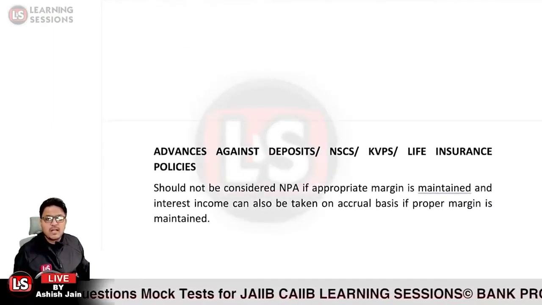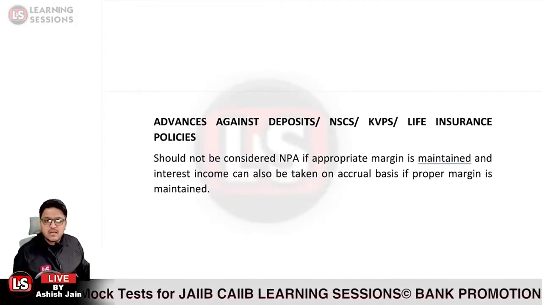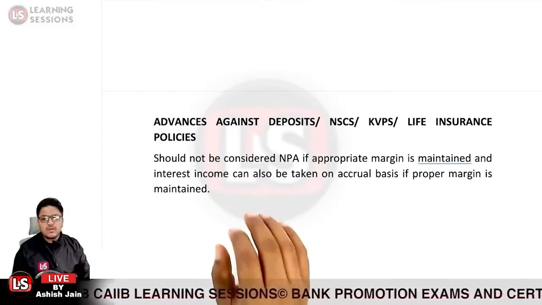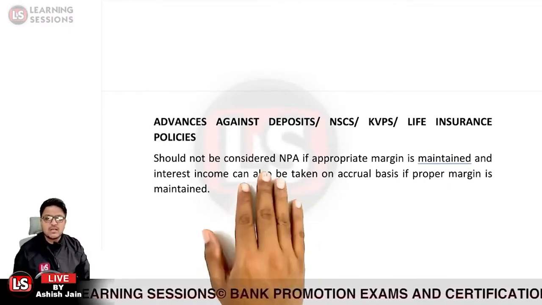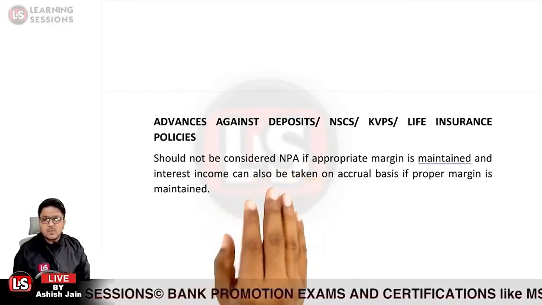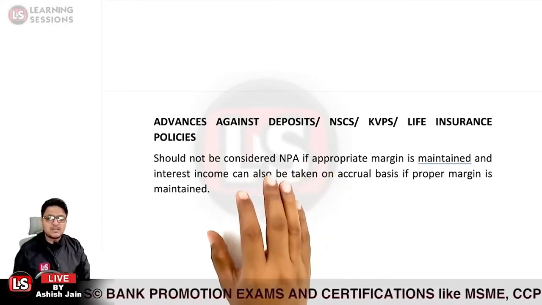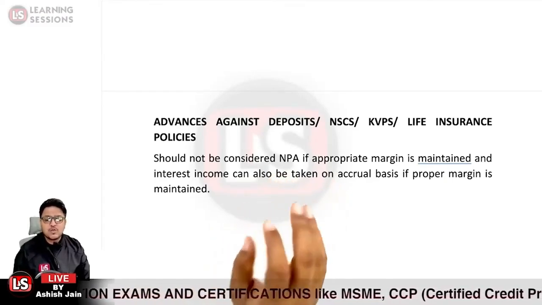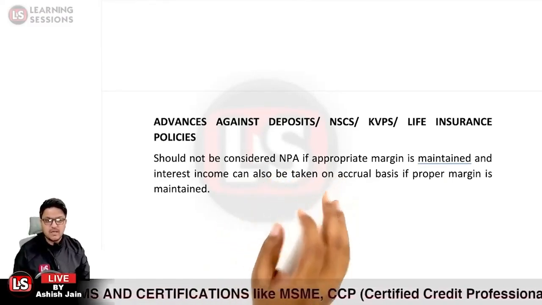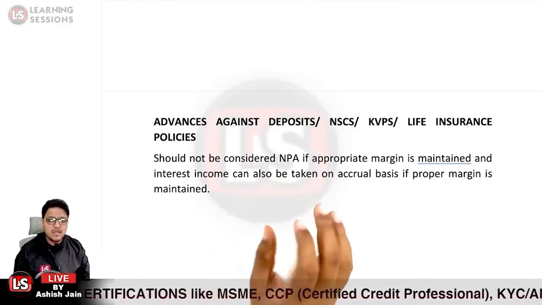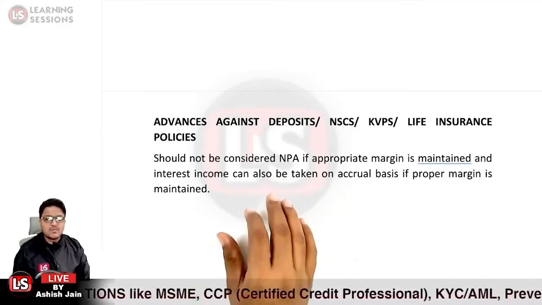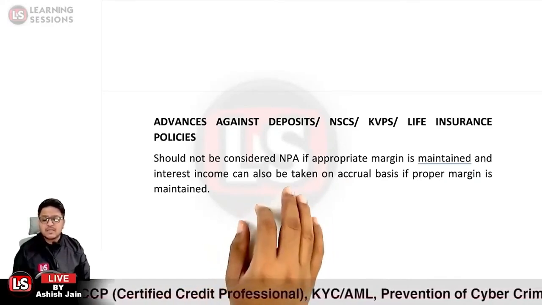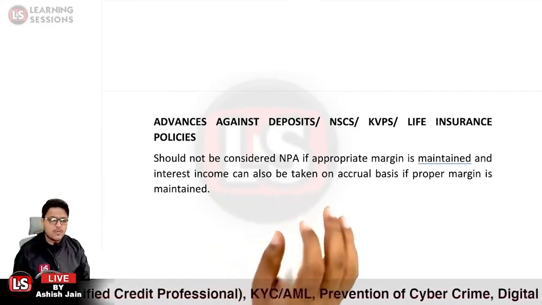Now let us have a look at advances against deposits, NSCs, KVPs, and life insurance policies. Whenever the amount is sanctioned against these liquid assets and appropriate margin is maintained, these are classified as standard assets and should not be considered non-performing assets. But if proper margin is not maintained, in that particular case the account can be classified as a non-performing asset.